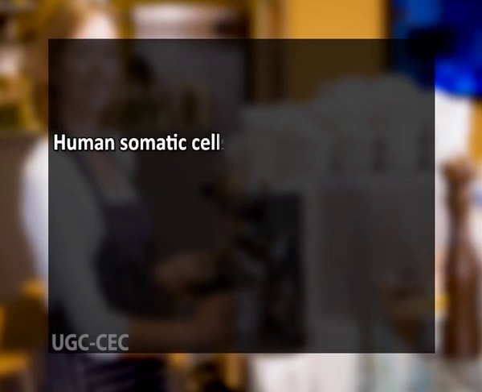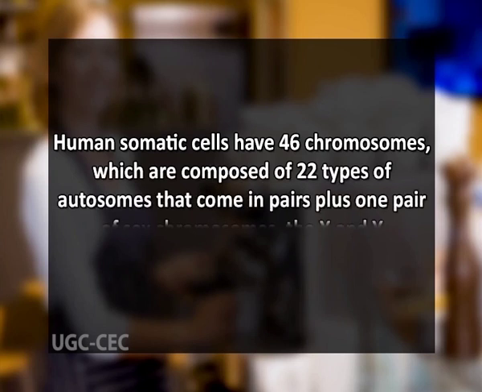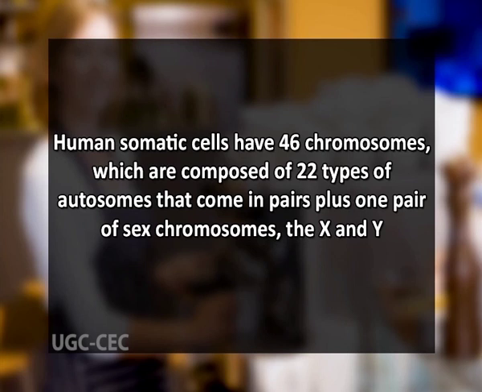In species that have been characterized genetically, the number of linkage groups equals the number of chromosome types. For example, human somatic cells have 46 chromosomes, composed of 22 types of autosomes that come in pairs plus one pair of sex chromosomes, the X and Y. Therefore, humans have 22 autosomal linkage groups and an X chromosome linkage group, and males have a Y chromosome linkage group. In addition, the human mitochondrial genome is another linkage group.